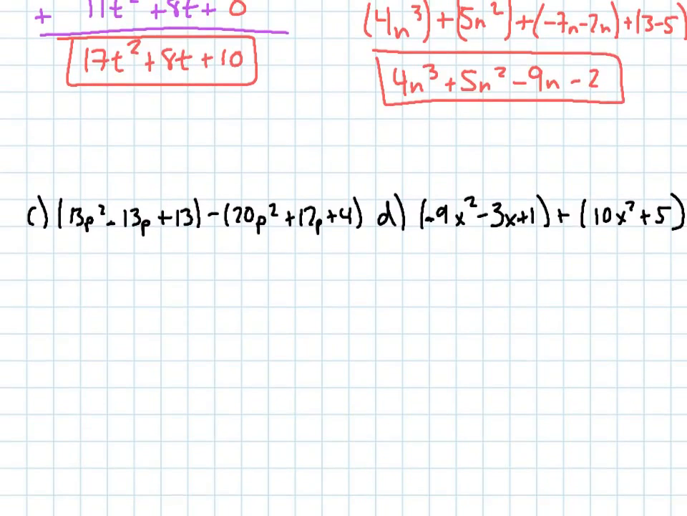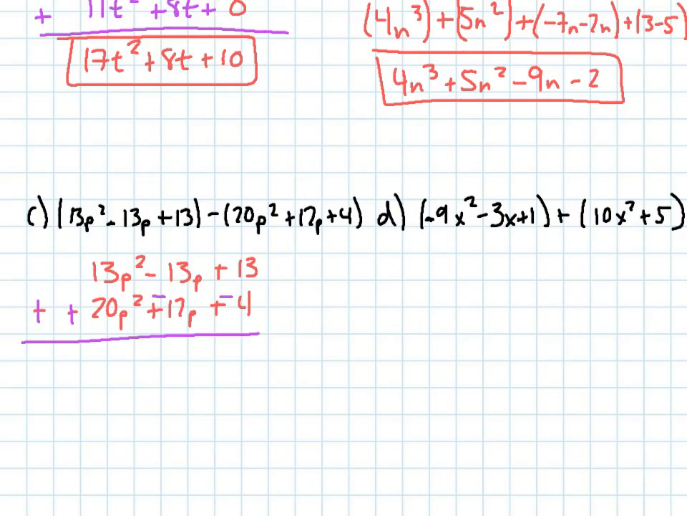Okay, here let's try vertical method again. So 13p squared minus 13p plus 13. And then it looks like 20p squared would go underneath there. Plus 12p plus 4. Okay? Now remember it said to change your sign or add the opposite. So add, and then this negative 20 becomes positive 20. Positive 12 becomes negative 12. Positive 4 becomes negative 4.